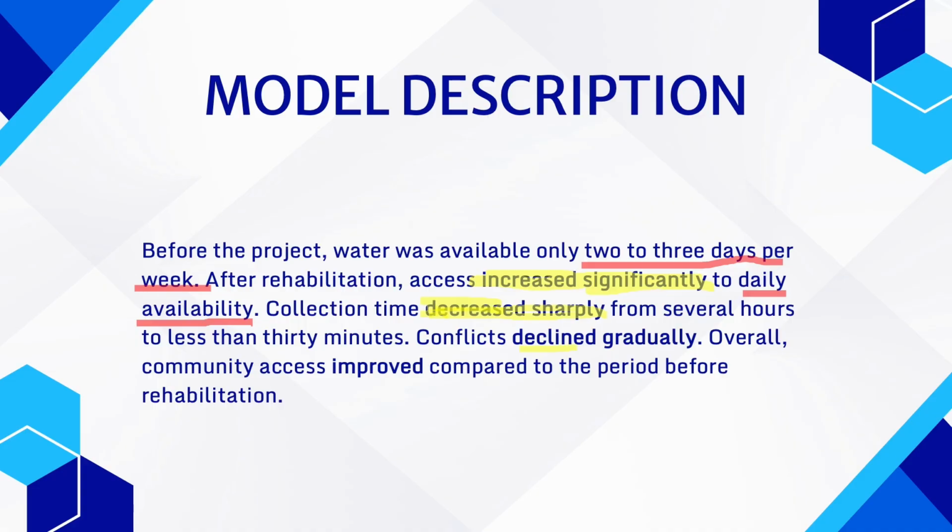Conflicts declined gradually. So that means conflicts went down, but they went down slowly. So gradually means a slow change. And because we say declined, that means conflicts went down or decreased slowly. Conflicts declined gradually. Overall, community access improved. So the access went up, it got better, it improved. Overall, community access improved compared to the period before rehabilitation.